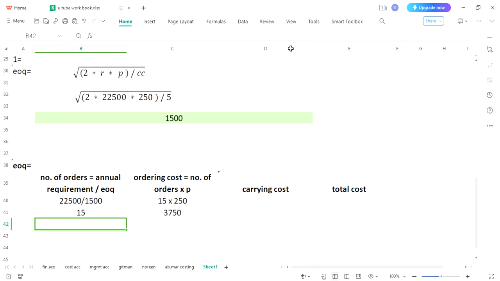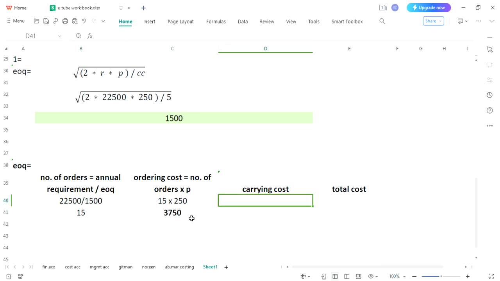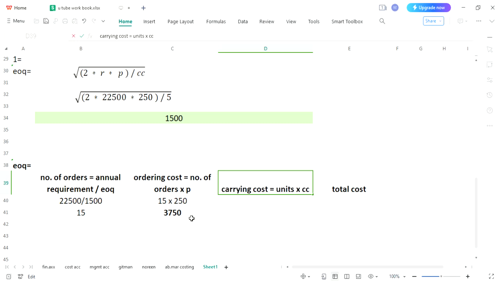Okay guys, please keep your attention. Ordering cost has been completed. We are highlighting it. Next procedure would be for carrying cost. And how would you calculate? Units multiplied by carrying cost per unit, and then you will multiply by 1 by 2 just to calculate the average.